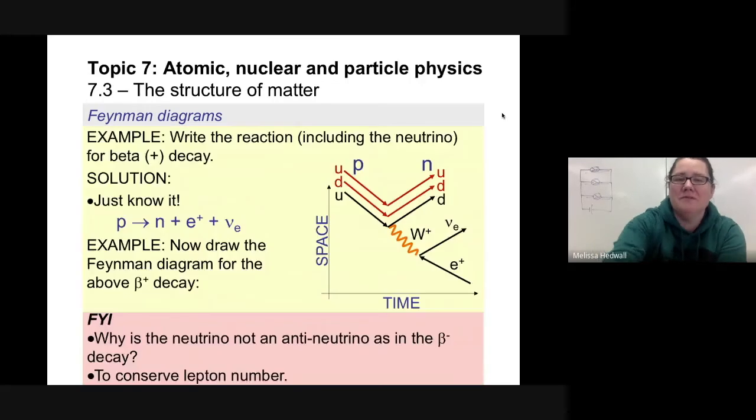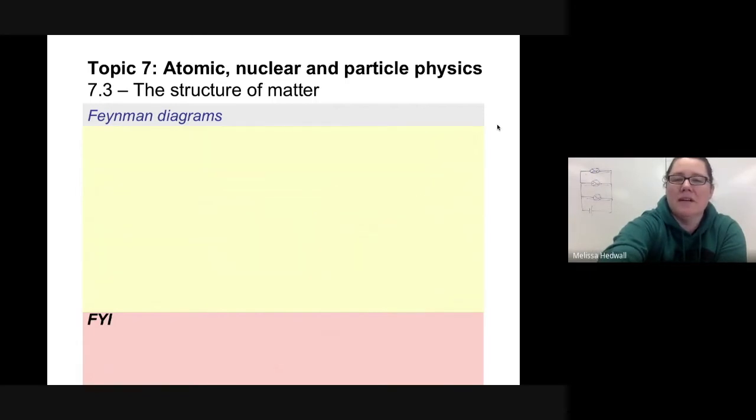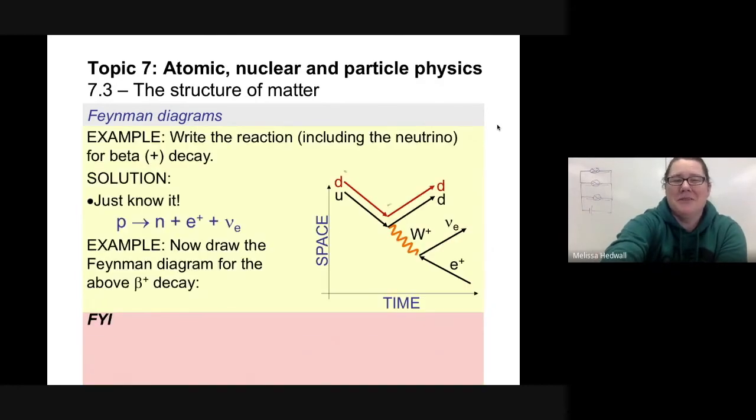So we go back here. The way that you can tell is when we have the positron being produced, we have a W plus. If you go back, let's see if I can go back here, when we had the electron, it's W minus. So how we do it, we'll jump ahead.